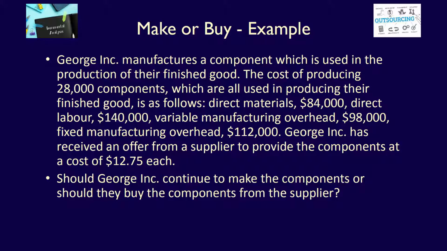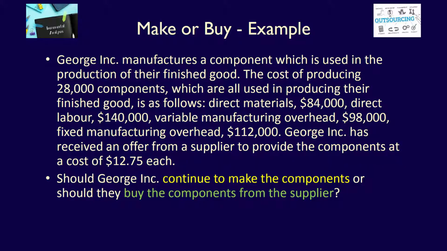George Inc. has received an offer from a supplier to provide the component at a cost of $12.75 each. Should George Inc. continue to make the component, or should they buy the component from the supplier? Step 1 is to explicitly state the alternatives. In this case, the alternatives are to either continue to make the component in-house or buy it from a supplier.